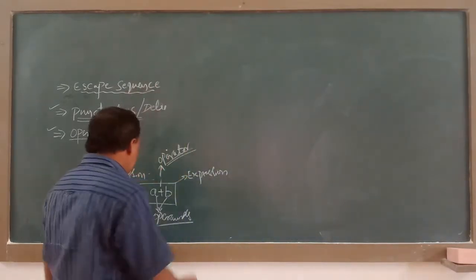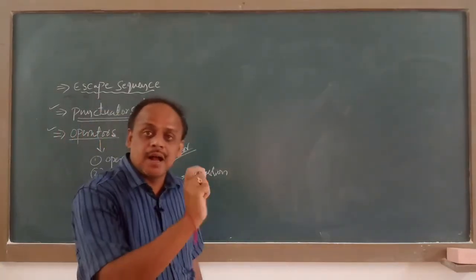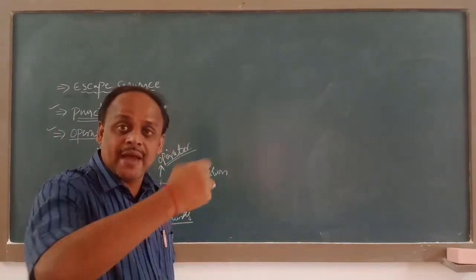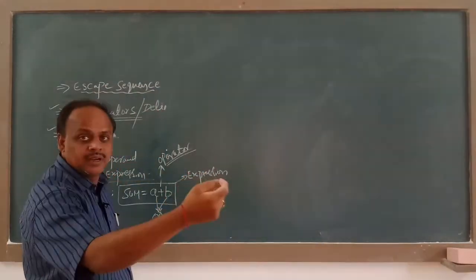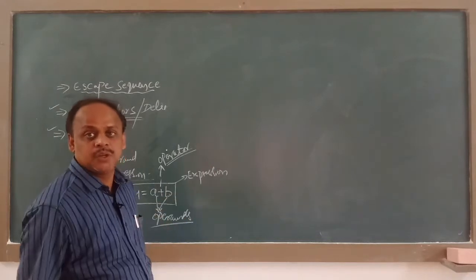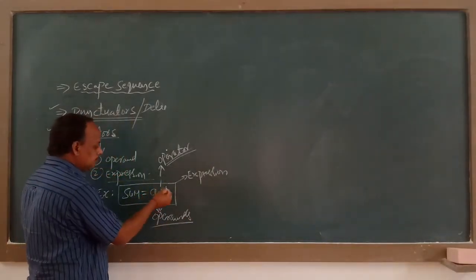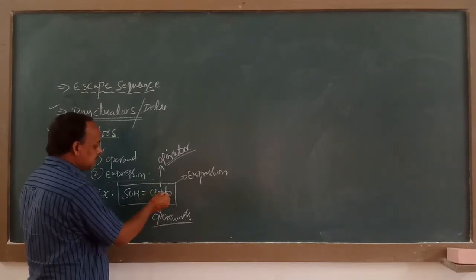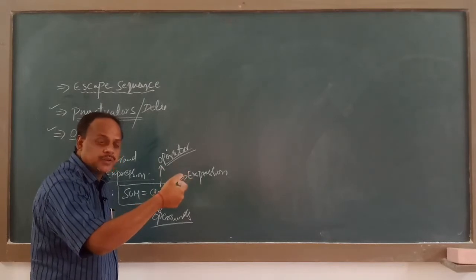That is nothing but operands. Here A and B are operands. What are operands? Operands are variables or values combined with the operator to give some value. For example, A is 10, B is 10, then A plus B means 10 plus 10, which is 20. So that is nothing but the resultant value, right?